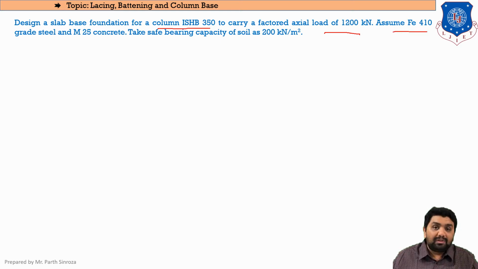Assuming Fe410 plates, that means Fy equal to 250 megapascal, and M25 concrete. Therefore, the concrete grade is given as M25, and it is given to take the safe bearing capacity of soil as 200 kilonewton per meter square. That means the SBC of soil is given as 200 kilonewton per meter square.